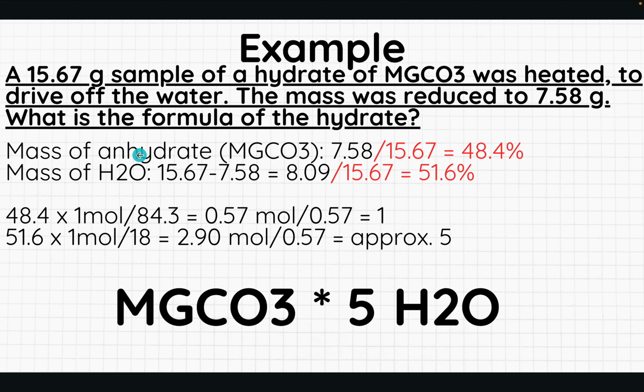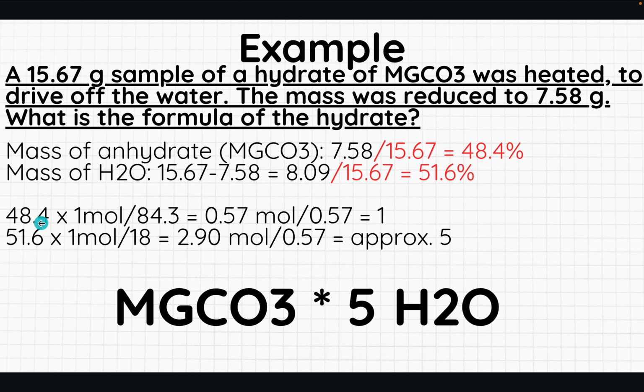So we got that the mass of the anhydrate would be 7.58 because all the water was driven off after it's heated. While the mass of the water, which was driven off, would just be this minus this, because you want to find what was lost. And that would be 8.09. So 8.09 grams of water was driven off. And then we divide this by 15.67 to get the percent abundance of each, which is 48.4% of the anhydrate and 51.6% of the water.